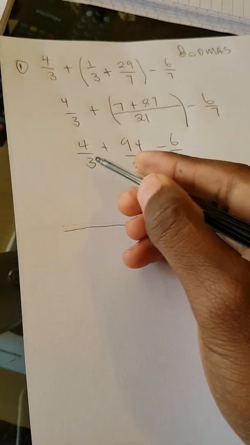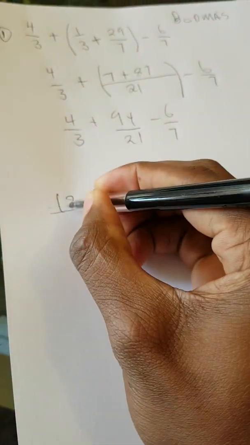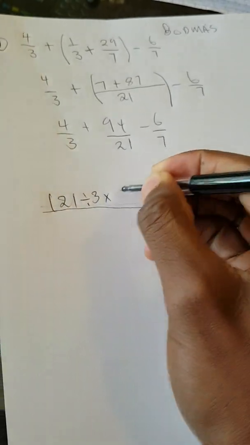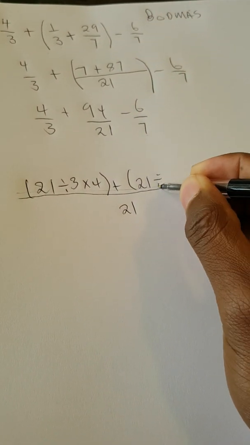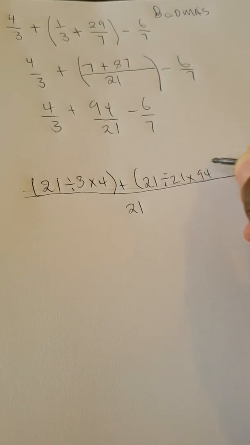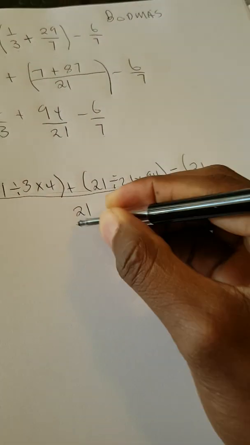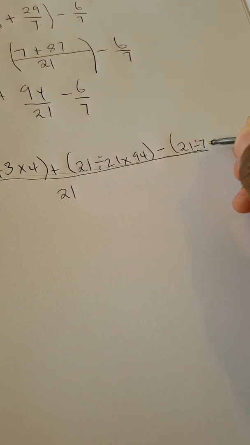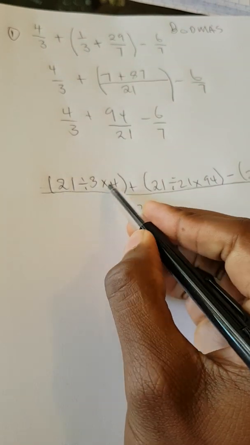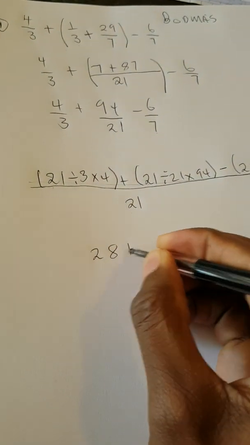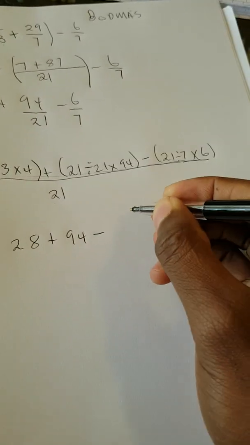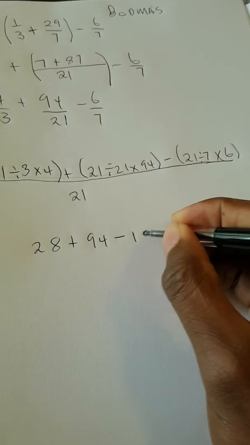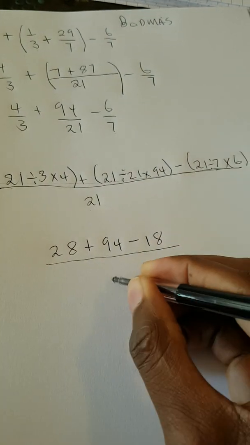You'll say 21 divide the LCD 3 multiply the numerator. So I'll open a bracket here and say 21 divide 3 multiply numerator 4 close bracket, plus 21 again divide the LCD 21 divide 21 multiply the numerator 94, close bracket, minus 21 again divide the LCD 7, so it's divided by 7 multiply numerator 6, close bracket. So this is what we must do.